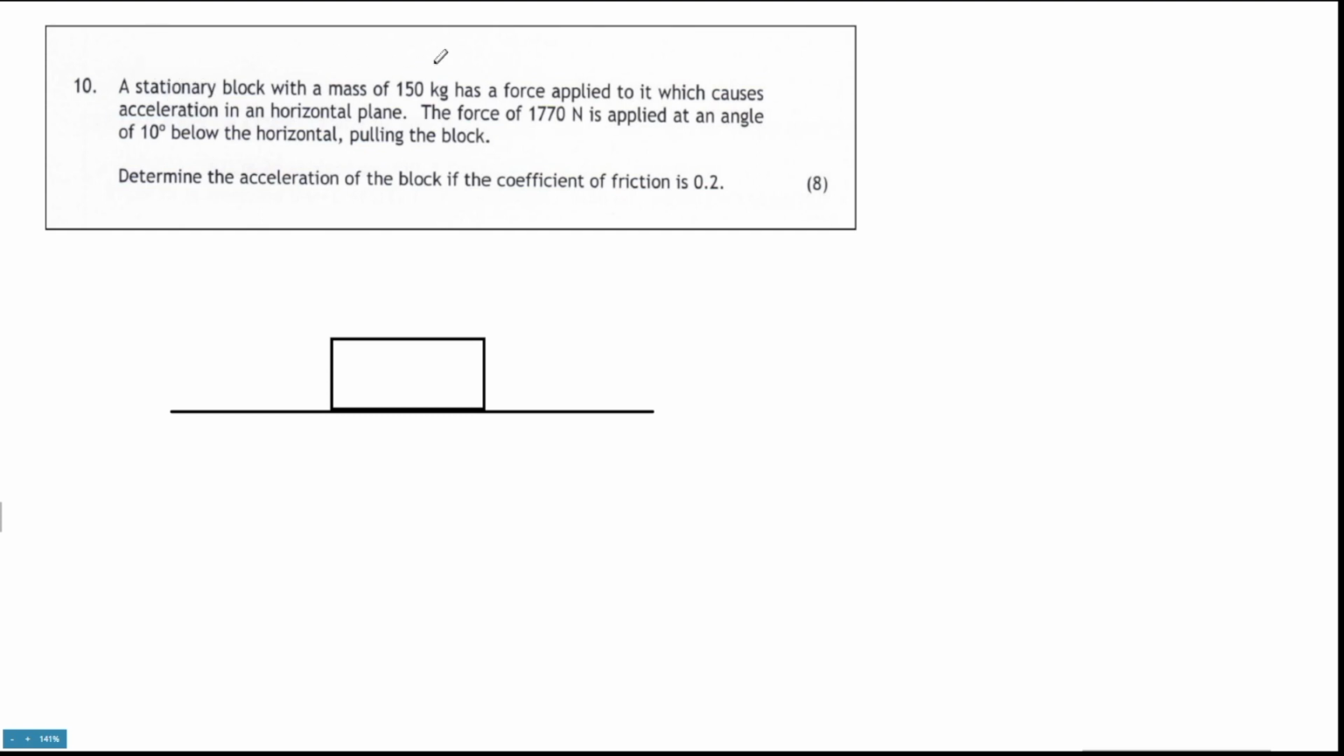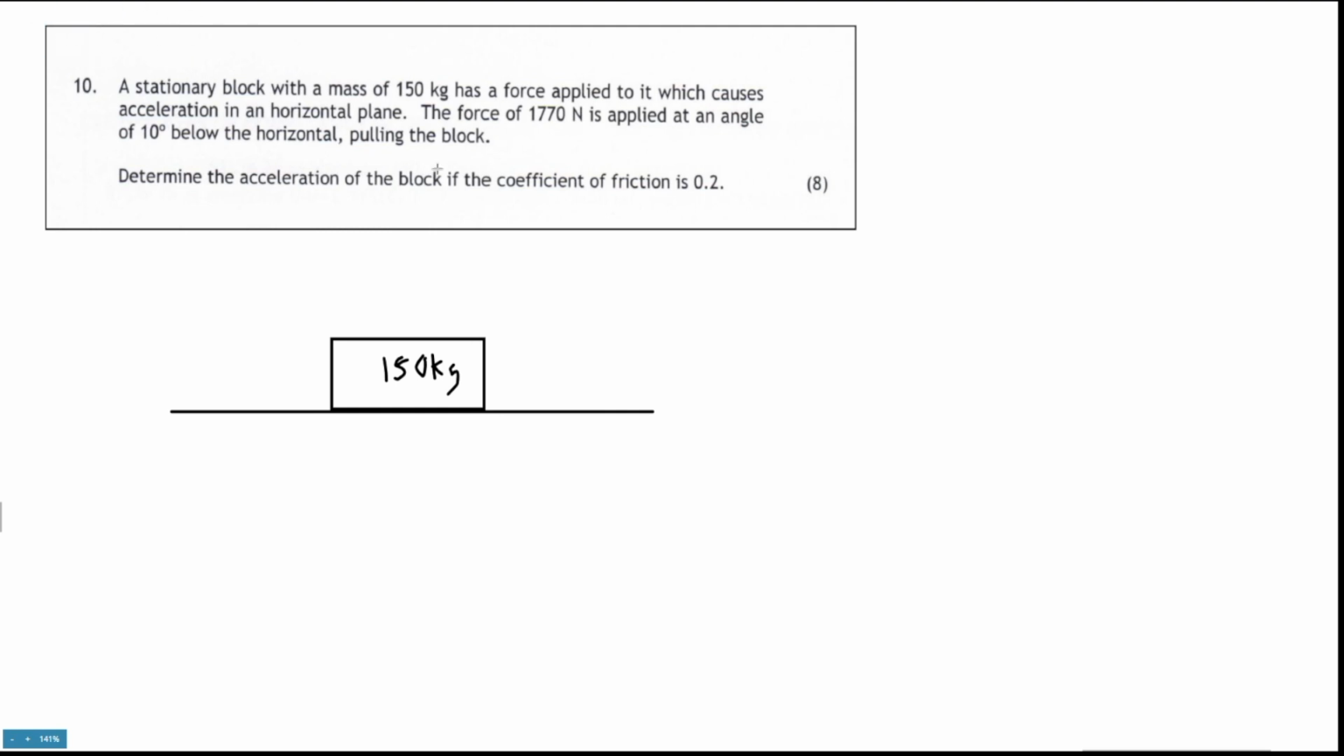A stationary block with a mass of 150 kilograms. So there's my block with 150 kilograms. Has a force applied to it. I'm not going to read the whole thing. It's too much information for my brain to handle. So it has a force applied to it which causes an acceleration on a horizontal plane. Okay, great. The force of 1,778 newtons is applied at an angle 10 degrees below the horizontal, pulling the block.